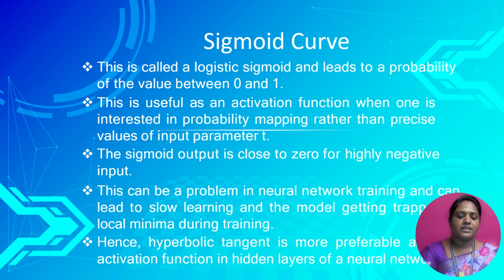The main drawback of sigmoid curves used in neural network training is that they can lead to a slow learning process and can leave the model in local minima during the training period. So next, the hyperbolic tangent is more preferable to the sigmoid curve. The sigmoid curve used as an activation function is mainly used in the hidden layer of the neural network.